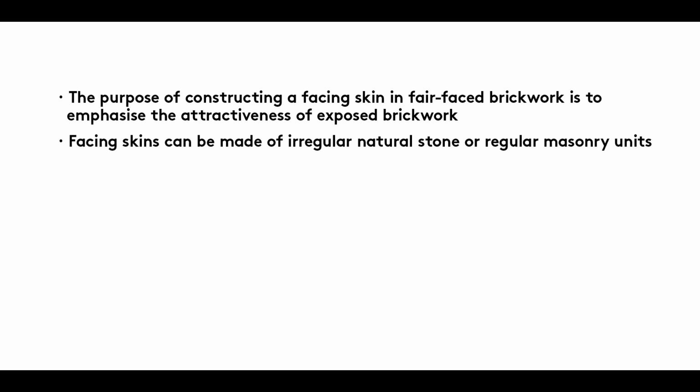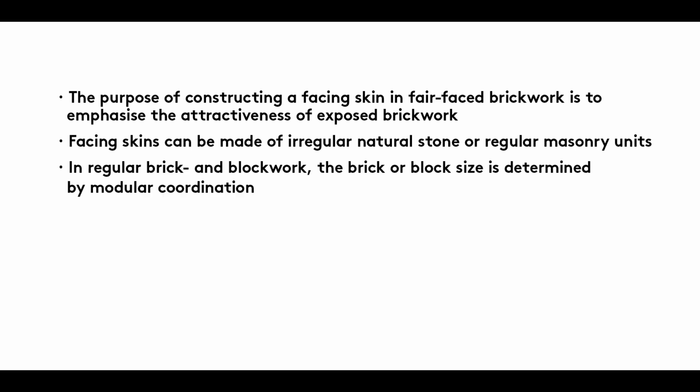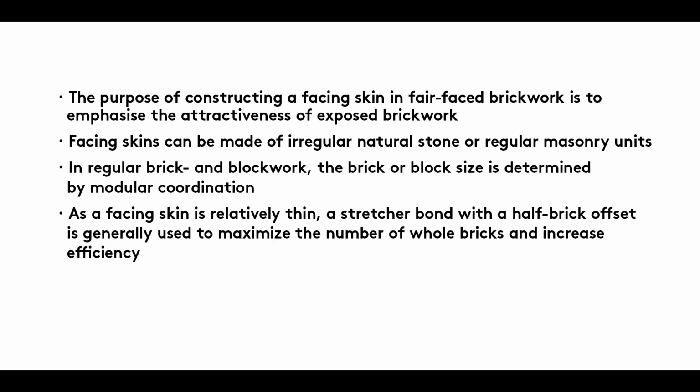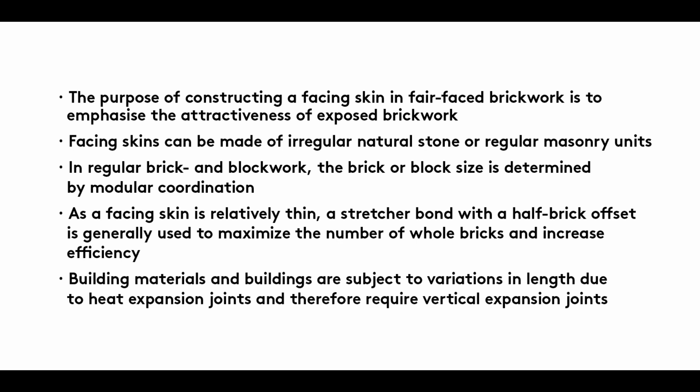Summary. The purpose of constructing a facing skin in fair-faced brickwork is to emphasize the attractiveness of exposed brickwork. Facing skins can be made of irregular natural stone or regular masonry units. In regular brick and block work, the brick or block size is determined by modular coordination. As a facing skin is relatively thin, a stretcher bond with a half-brick offset is generally used to maximize the number of whole bricks and increase efficiency. Building materials and buildings are subject to variations in length due to heat, and therefore require vertical expansion joints.